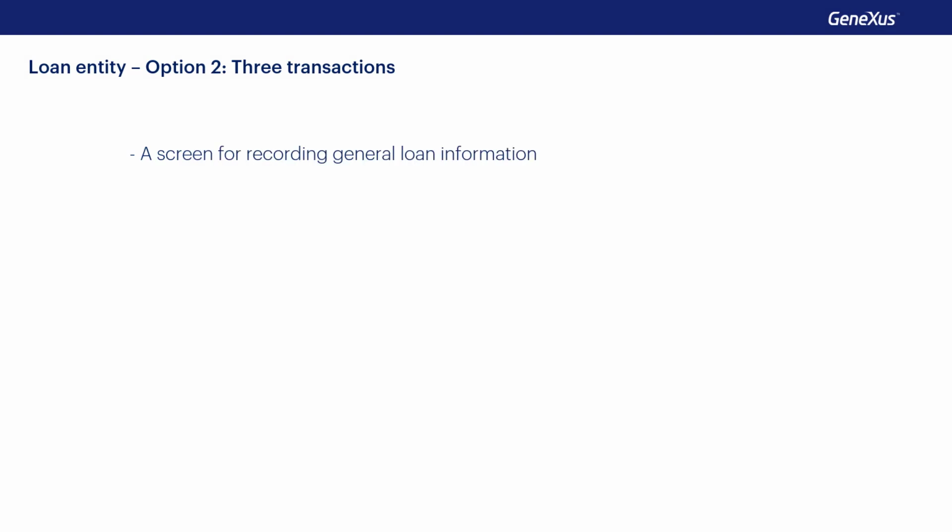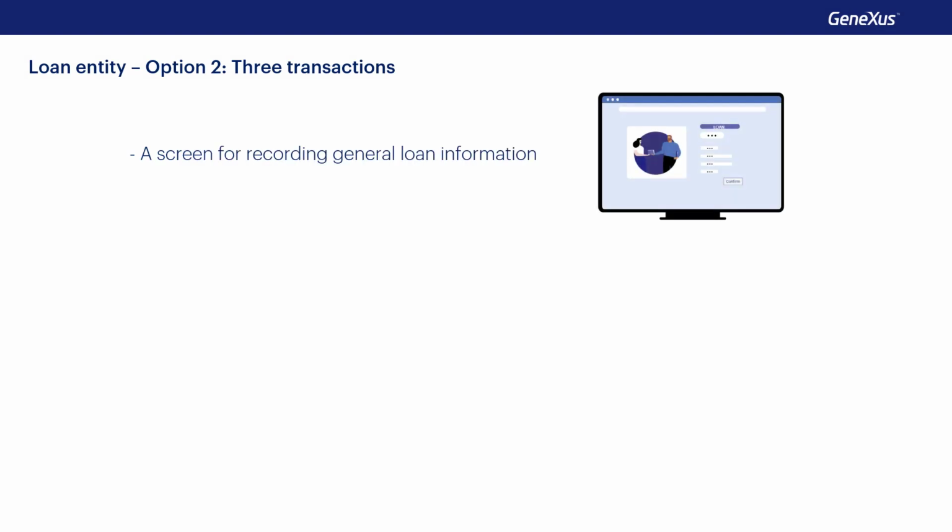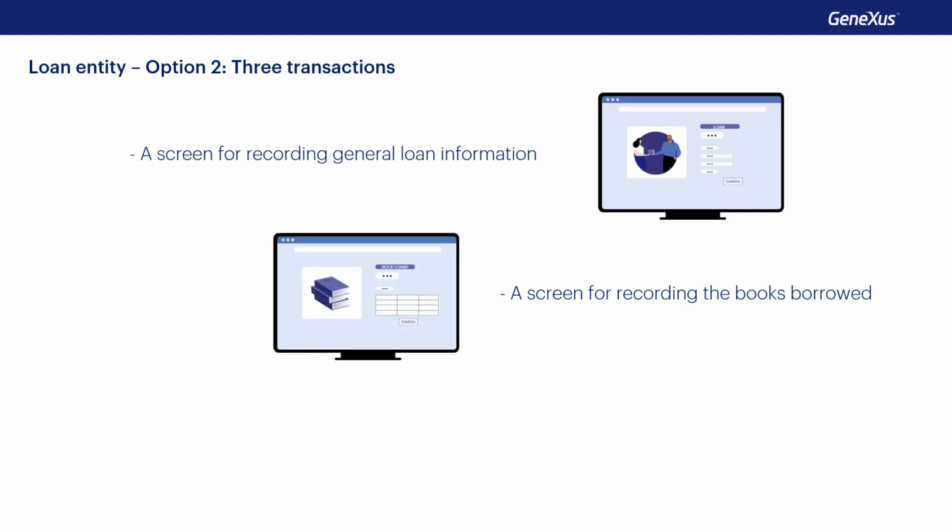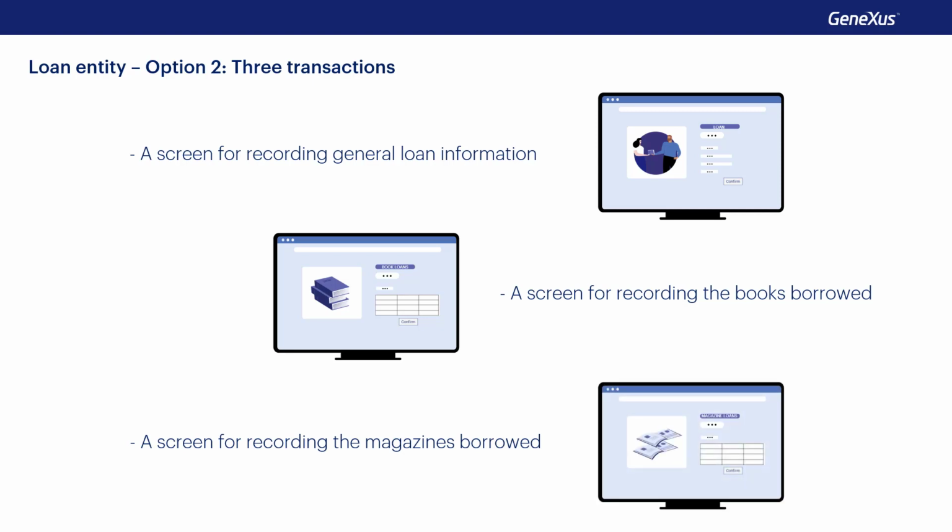A screen for registering the general information of the loan, in which the loan is registered with its date, the member's data, and whether a notebook is included or not. A screen for registering the books loaned, in which the books are registered with the necessary controls already defined. And a screen for registering the magazines loaned, in which the magazines are registered with the necessary controls already defined. How can we do so?